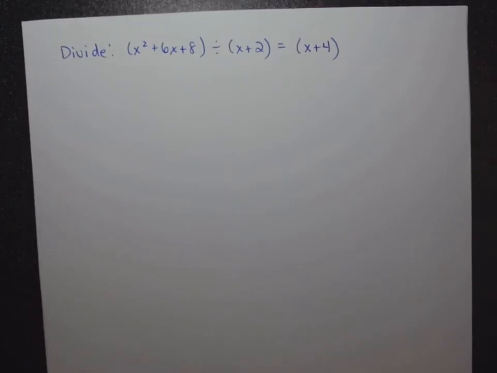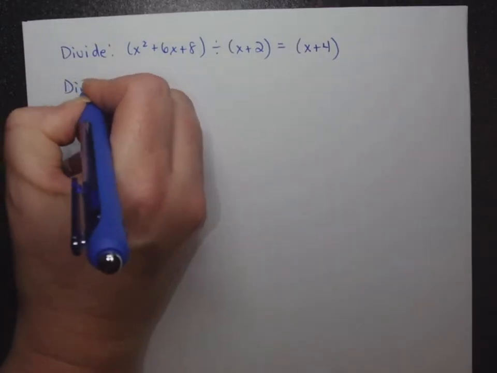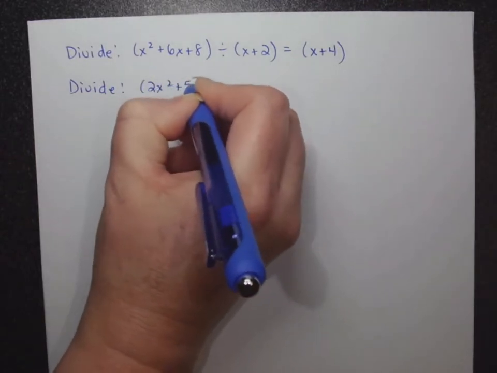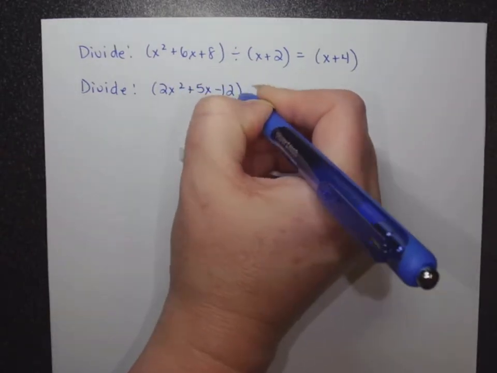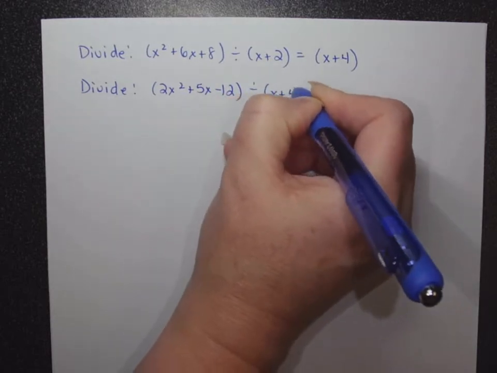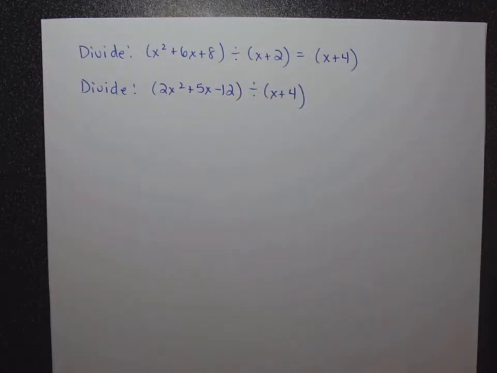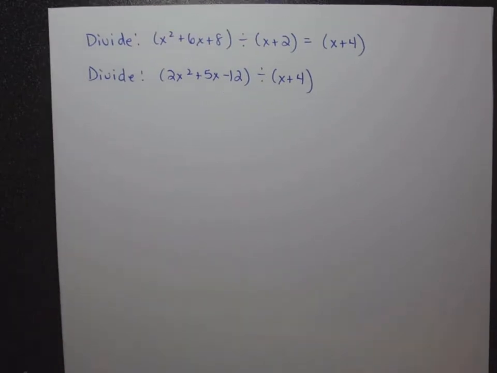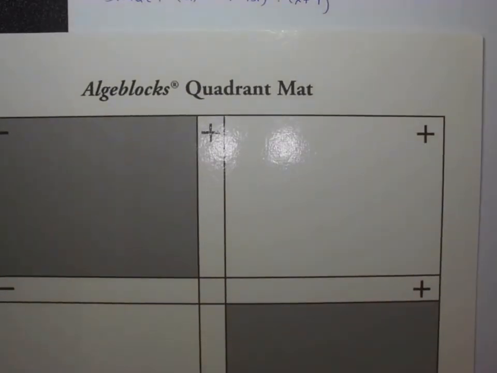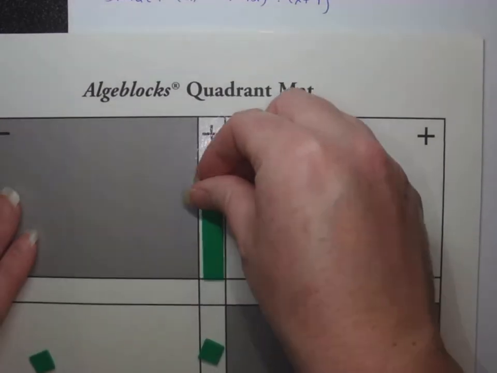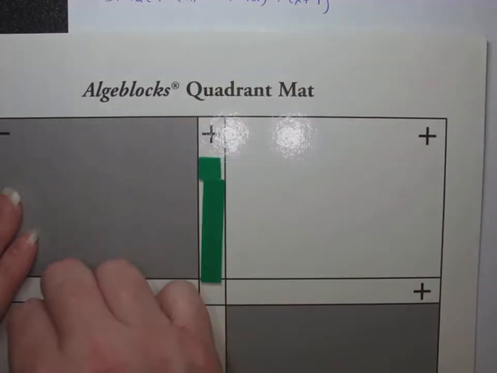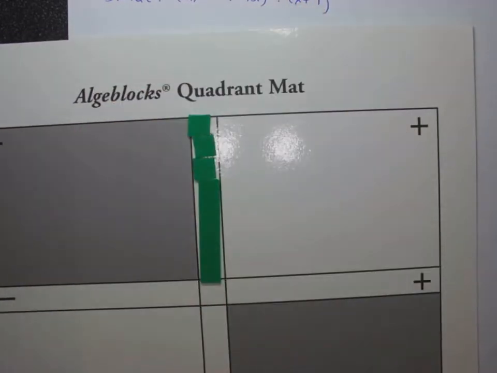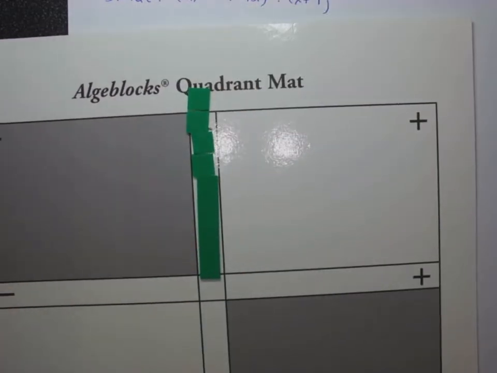All right, so let's do one more. It is a little bit more of a challenge when you have things in different quadrants, so I definitely wanted to make sure that I covered one of those. So 2x squared plus 5x minus 12 is going to be divided by x plus 4. So we already know what one of the tracks is going to read. So we know it's going to be x plus 4 there, okay?